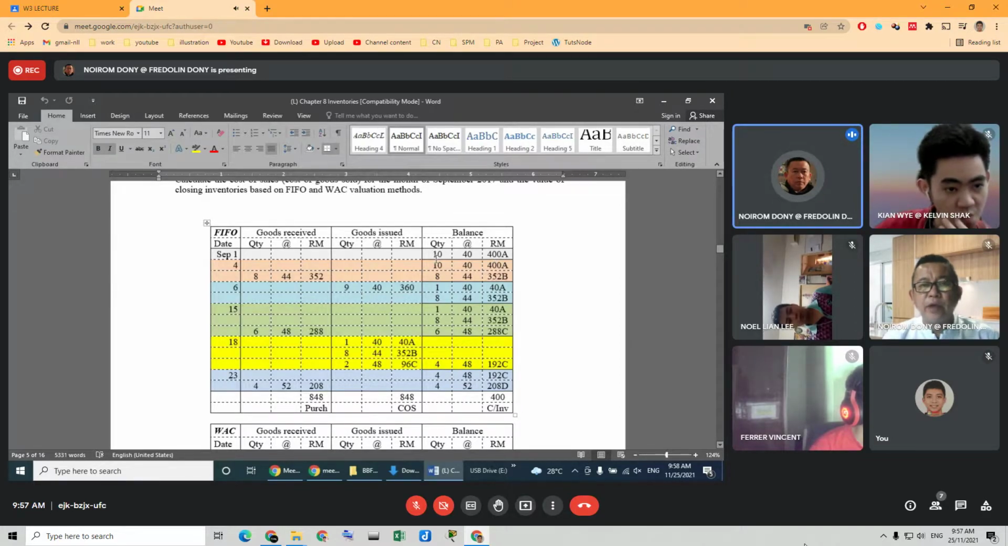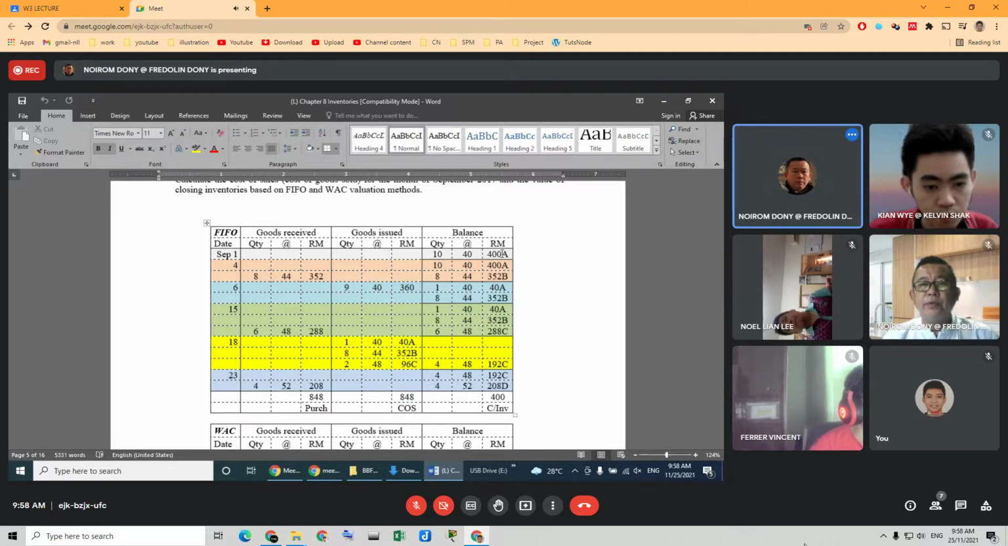Now, we have to record row by row, because you will be able to identify which came in first and which came in later. You have to record individually, row by row. So the first row, when we have the opening balance, September the 1st, we record in the balance column, not in the received or issued column. Then record 10 units, 40 and 400. This A no need to write down. This is only for your understanding.